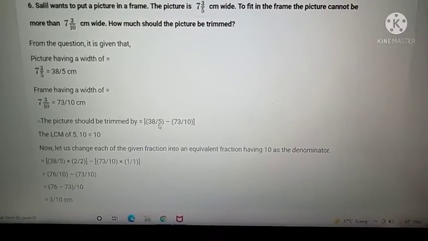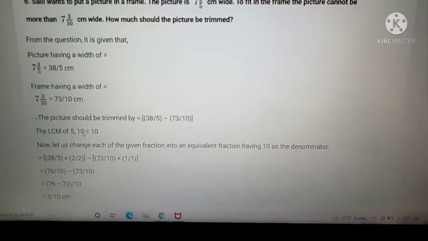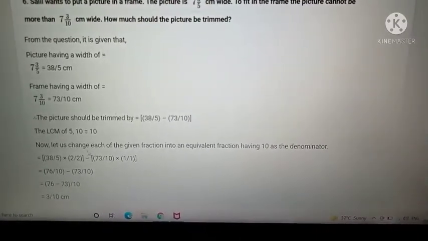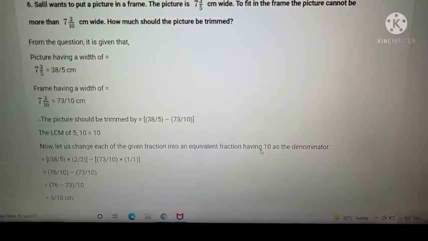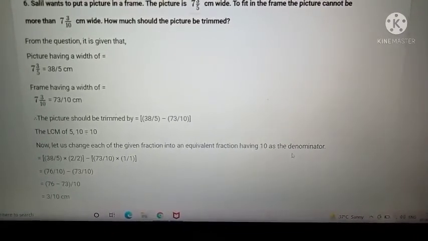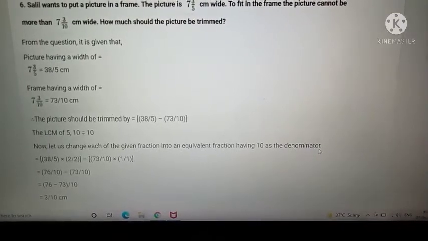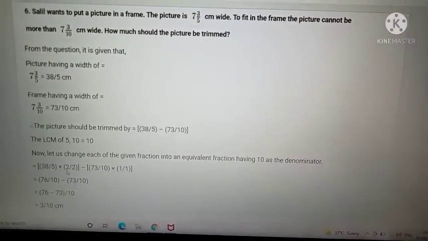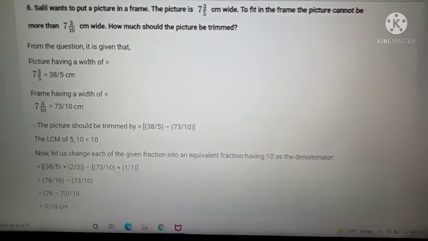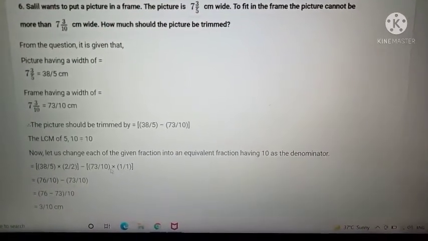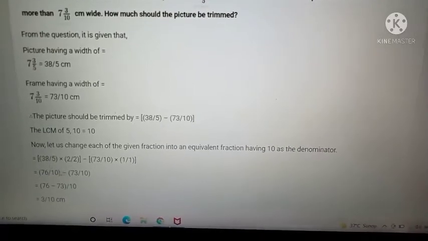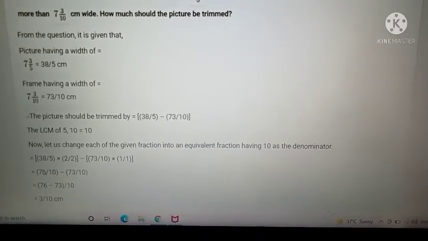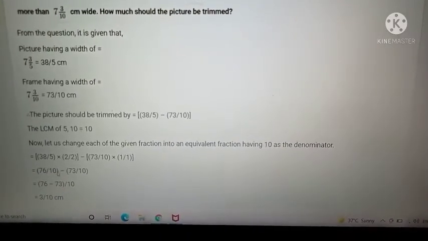Now we are going to find the LCM of 5 and 10. That is 10, we already know. Now let us change the fraction into an equivalent fraction having 10 as the denominator. So 38 by 5 we are multiplying with 2. 73 by 10 we are multiplying with 1 since it is 10 already. Then 38 into 2 is 76. 5 into 2 is 10.